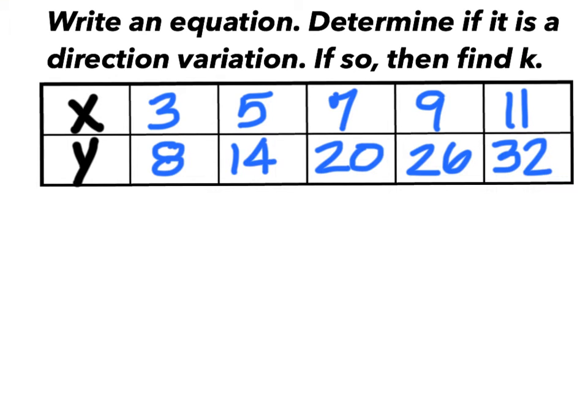Write an equation. Determine if it is a direct variation. If so, then find k. Alright, so something is happening here, going from x to y. Is there an integer that I can multiply 3 by to get to 8? No. Can I multiply 3 by something and then add or subtract to get to it? What is it?